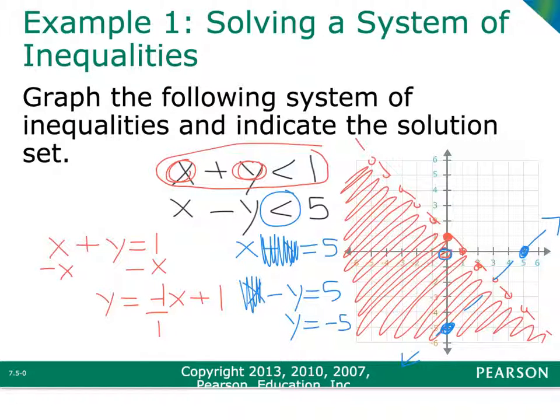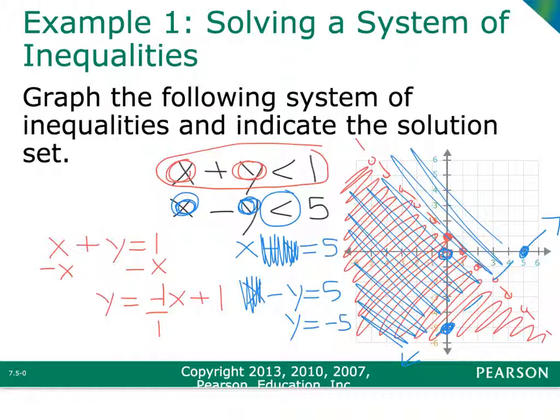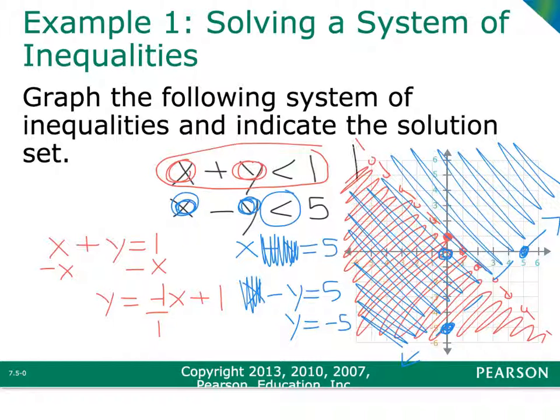I'm not very unique, so I typically test 0, 0 unless the line goes through that point. Is 0 minus 0 smaller than 5? It is. That is a true statement. So I will end up shading where the test point was located. Now, your solution set is where the double shaded region occurs. In this problem, our solution set is going to be this area where the blue and the red overlapped each other. That's your solution set right there.